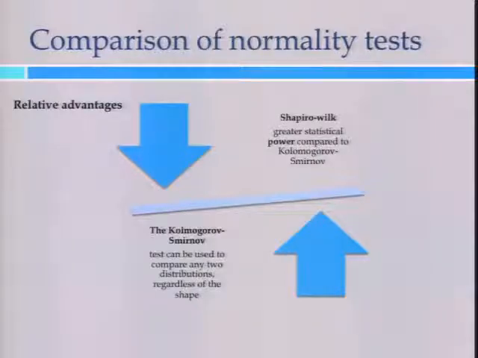So as to the relative advantages of each test, the Shapiro-Wilk test has the greater statistical power compared to the Kolmogorov-Smirnov test, but the KS test can be used to compare any two distributions of any shape, so it's much more versatile.